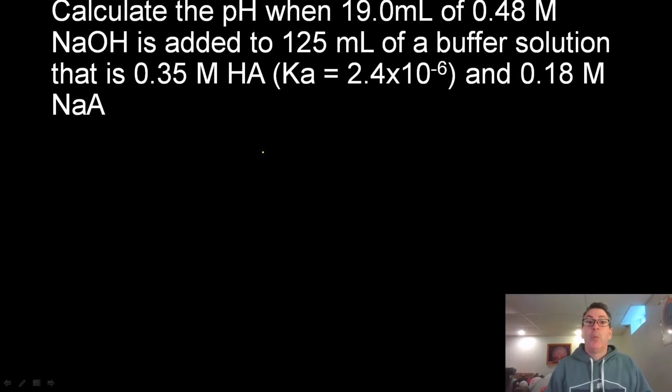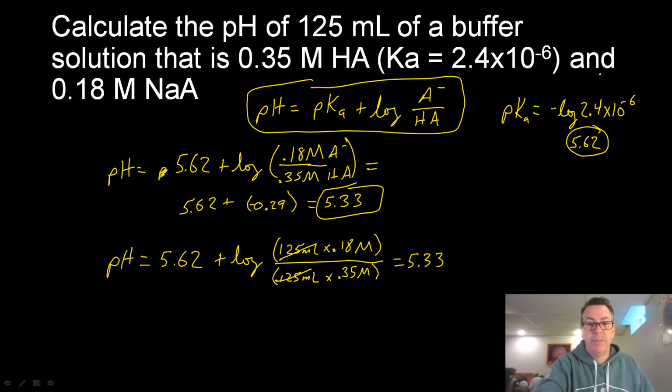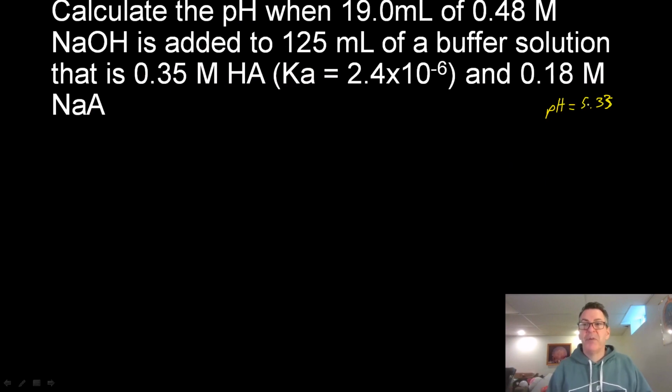How about the pH when NaOH is added to the same buffer? So I'm using the same buffer once again here. Let's just remind ourselves, the original buffer we said was what? 5.33. Yep. So what do we expect to have happen here if we add some strong base? That's what NaOH is. pH should go up, right?